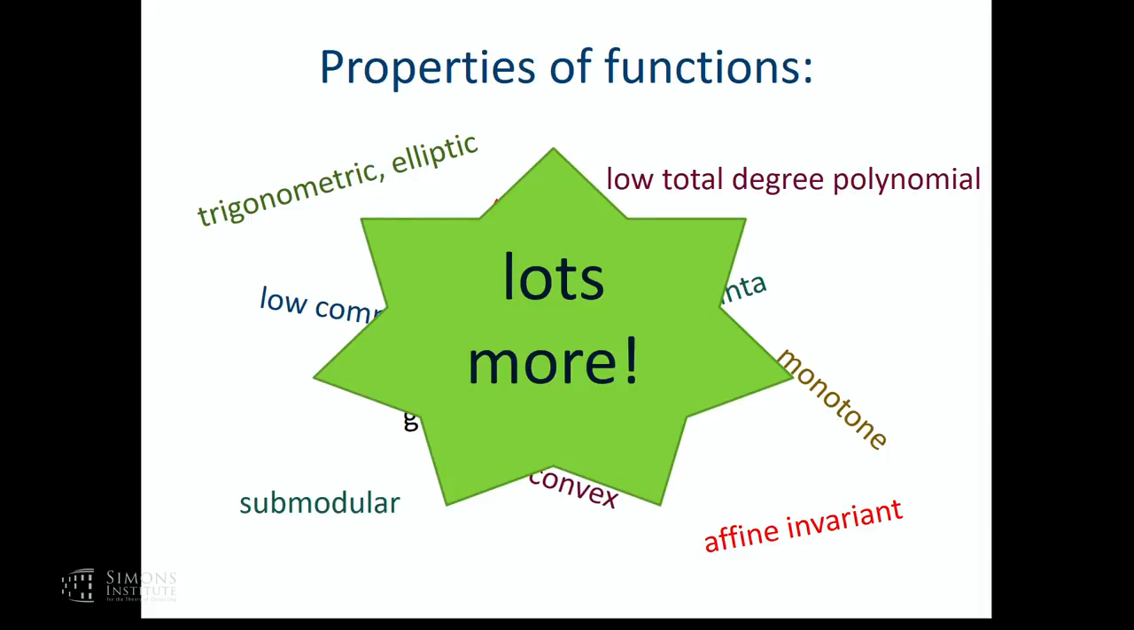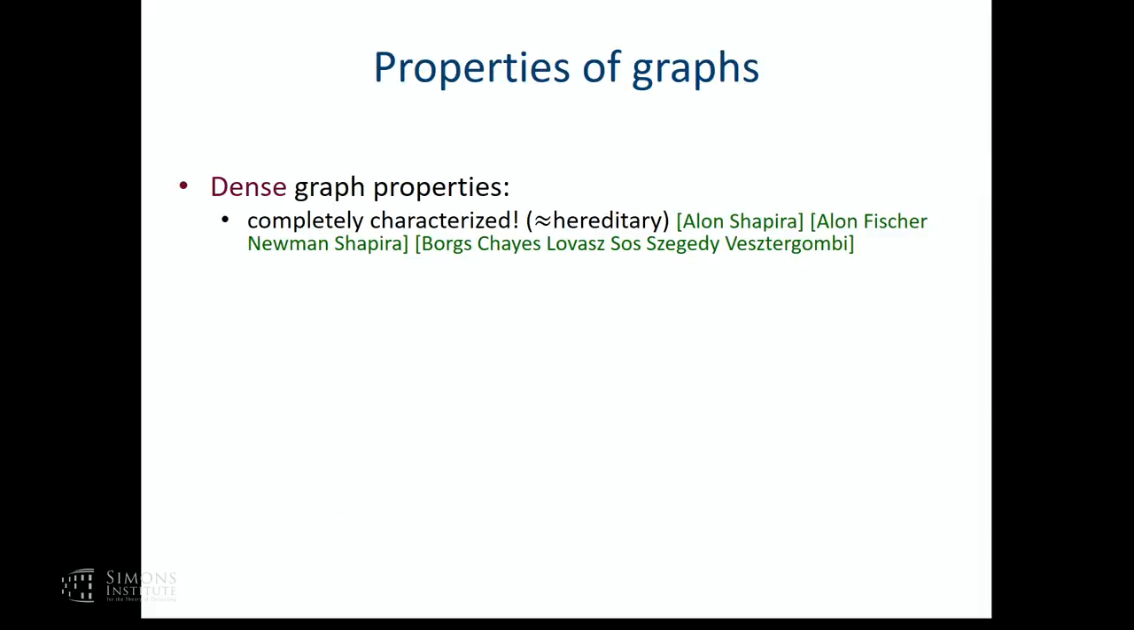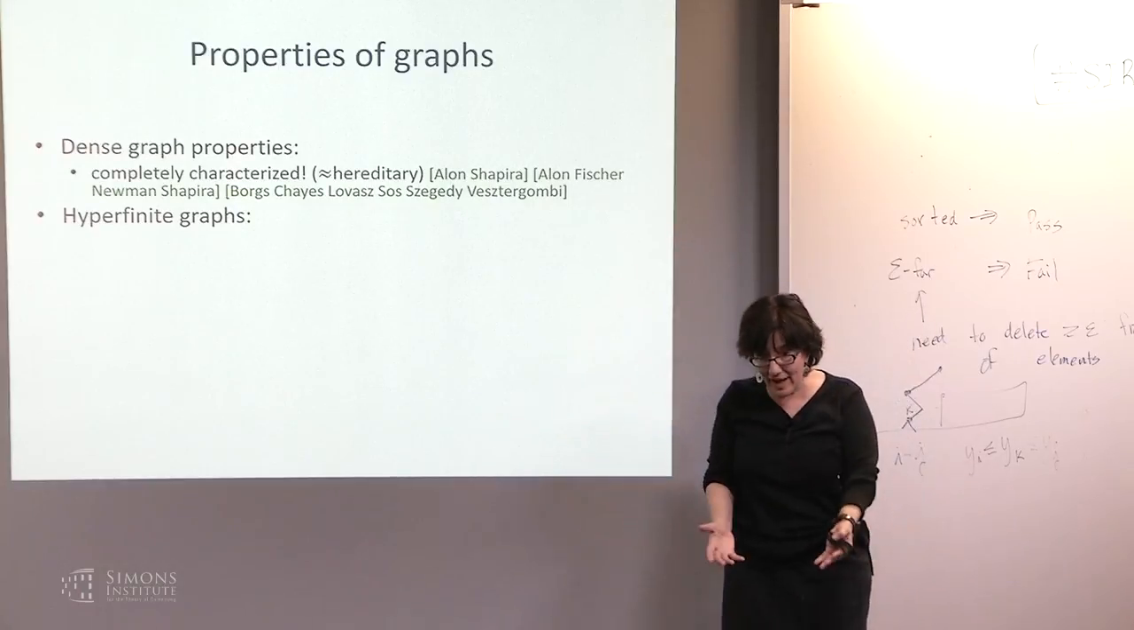Okay, so there are lots of properties of functions that people look at. Properties of graphs: for dense graphs, it's completely characterized, so it's sort of a weird thing. For most of the graph properties you've heard, for dense graphs, I'm thinking of the adjacency matrix. We say it's far if you have to change at least epsilon n squared of the edges to make it have the property. So it's a very dense graph.